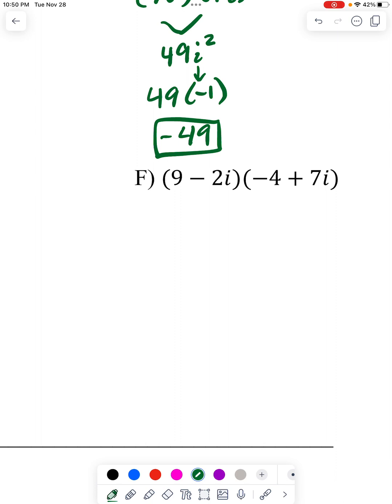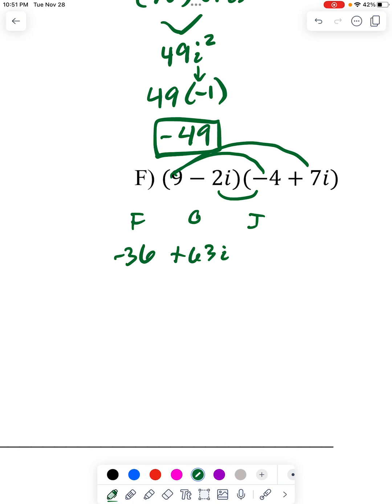Okay, not surprisingly, this is going to be a FOIL, so I'm going to do the first terms and get -36. Then I'm going to do the outside and get +63i. Then I'm going to do the inside. The negatives cancel and become positive, 8i. And then I'm going to do the last two terms. -2 times +7 is -14.